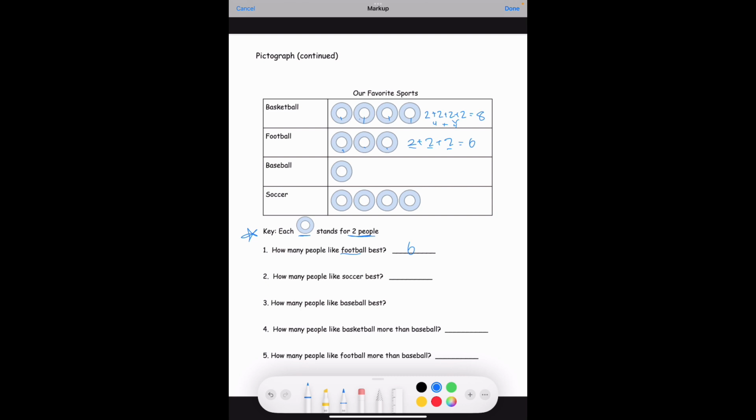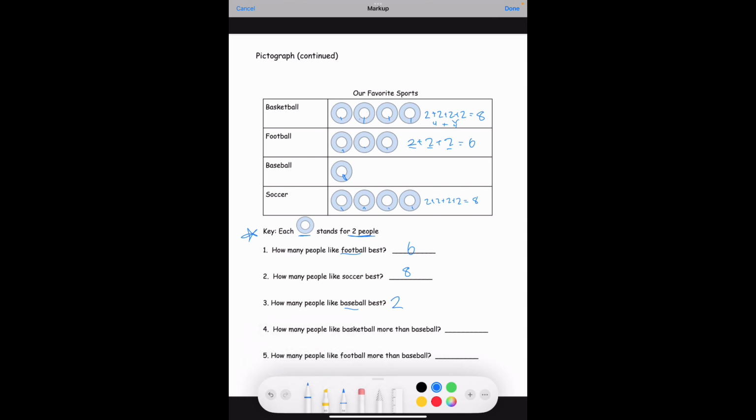How many people like soccer best? So there's 4 rings. 1, 2, 3, 4. So let's add 2 4 times. 2 plus 2 plus 2 plus 2 equals 8. So 8 people like soccer best. How many people like baseball best? Baseball, there's only 1 ring, and remember, 1 ring is only 2 people. So it would be 2.